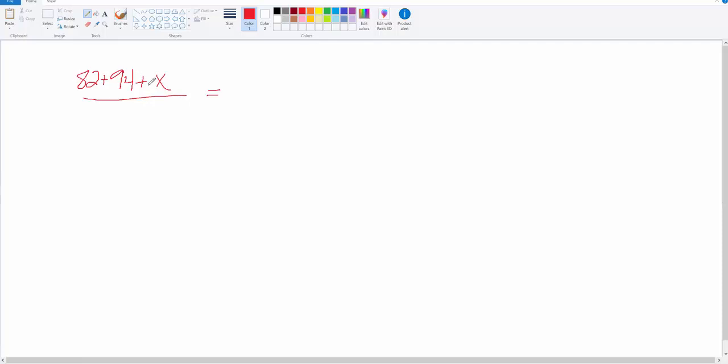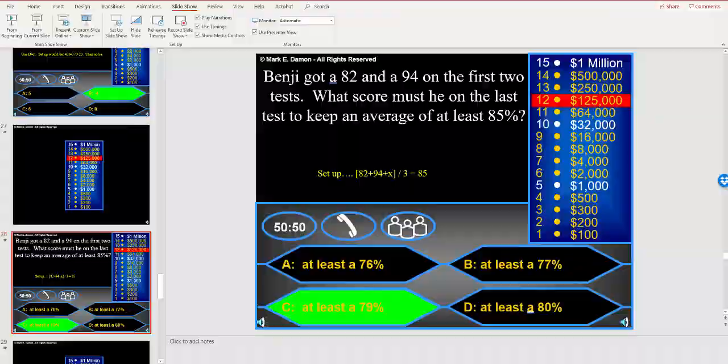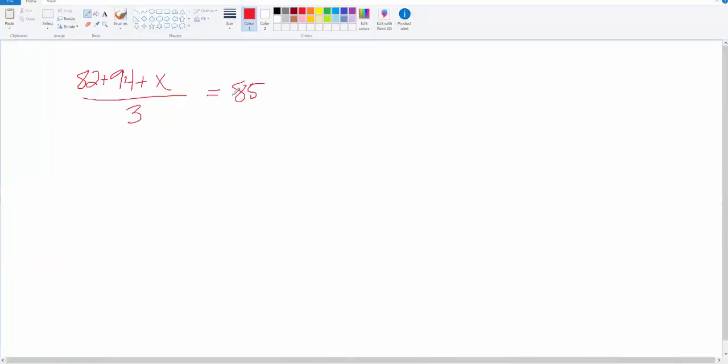To find the average, we would have to divide by 3 because there's 3 tests. So an 82, a 94, and we want to know what he's got to get to have an 85. This is how we set it up. To get rid of the divide by 3, we multiply by 3. 85 times 3 comes out to be 255. So we have 82 plus 94 plus x equals 255. Then once you subtract the 82 and the 94 over, you find out that the answer is 79. You could also just use the answers and find the average of the 4. That's totally fine.